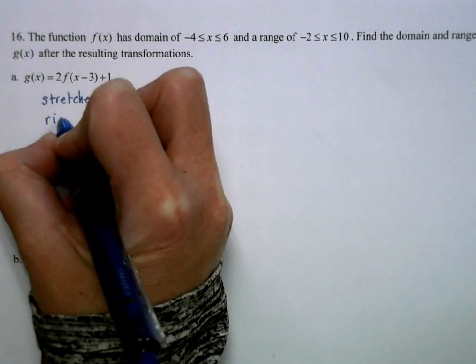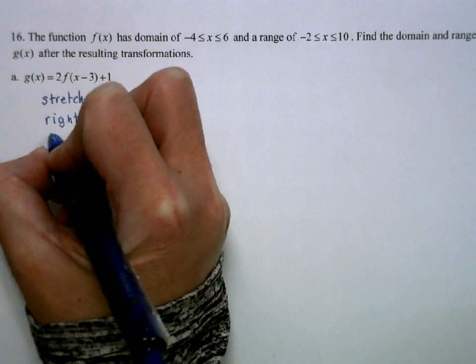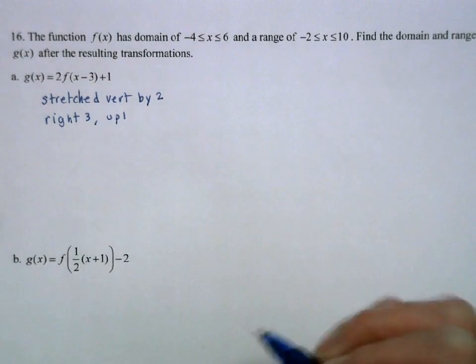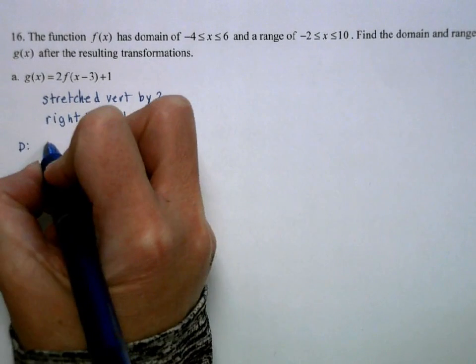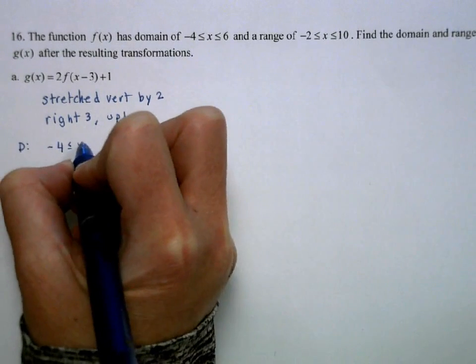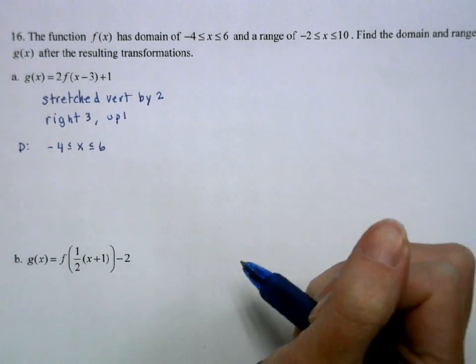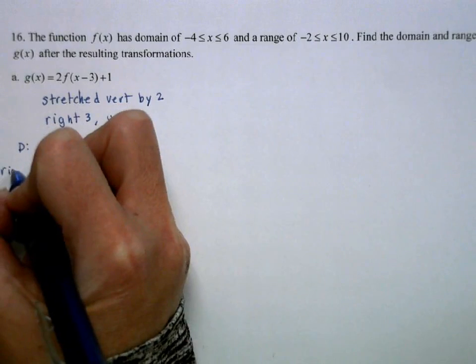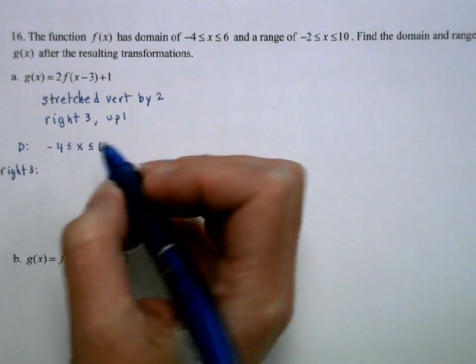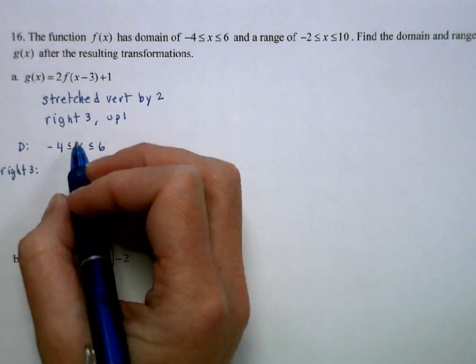Okay, so for my domain, which starts as -4 to 6, the only thing that's affecting the x values is this right 3. So that means these are all going to be moved to the right 3, so -4 is going to go to -1, and 6 is going to be at 9.